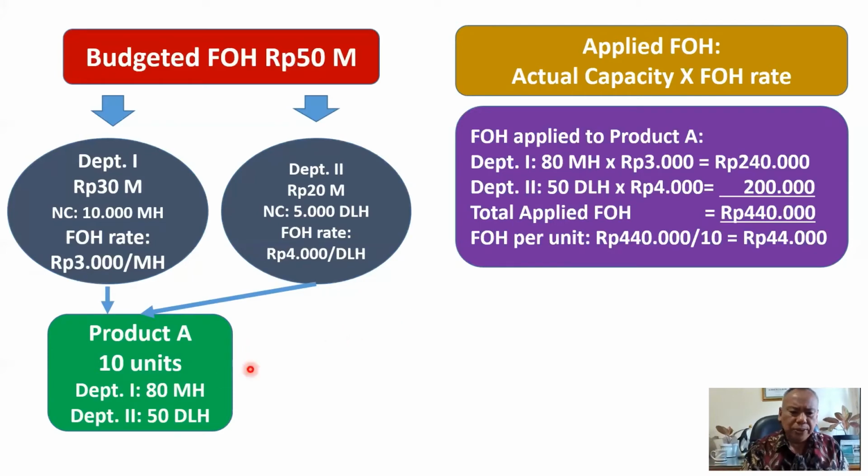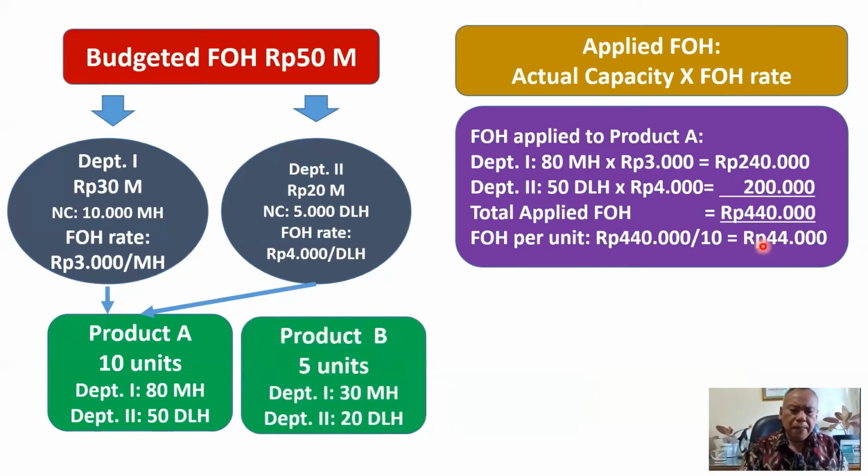Then in department 2, the products are processed for 50 direct labor hours. So 50 direct labor hours times 4,000. This is the department 2 rate. So we find 200,000, and then the total applied factory overhead is 440,000 rupiah, and then we divide it by the number of units produced, 10 units. So the factory overhead per unit is 44,000.